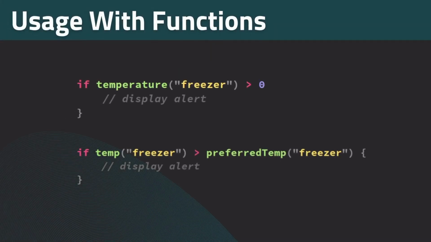We can also use if statements with functions. So here we have our if keyword, and we're calling the temperature function of the freezer. So we're checking the temperature on a freezer. And if that temperature is greater than 0, we'll display an alert. And we can use multiple functions here. So if the temp in the freezer is greater than the preferred temp in the freezer, then we can display an alert as well. And just like with the previous slides, you can use or and to combine multiple different function calls.